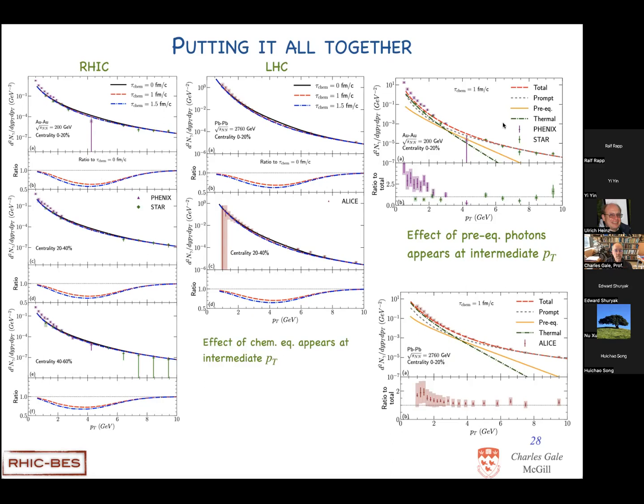And if you look at what it does for data, the pre-equilibrium component with a chemical equilibration time of 1 Fermi is shown in yellow. And at RHIC and at the LHC, it is, I would argue, barely seen, but it is just, quote unquote, seen, or it does contribute at close to the 10% level, I would argue.